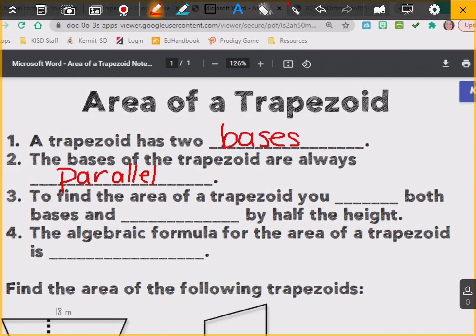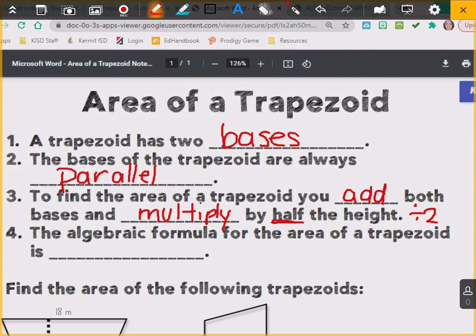In order to find the area of a trapezoid, we need to add both of the bases together and then multiply by half of the height. That is the same thing as saying divide it by 2. Remember when we're multiplying by 1/2? We're actually dividing by the bottom number.